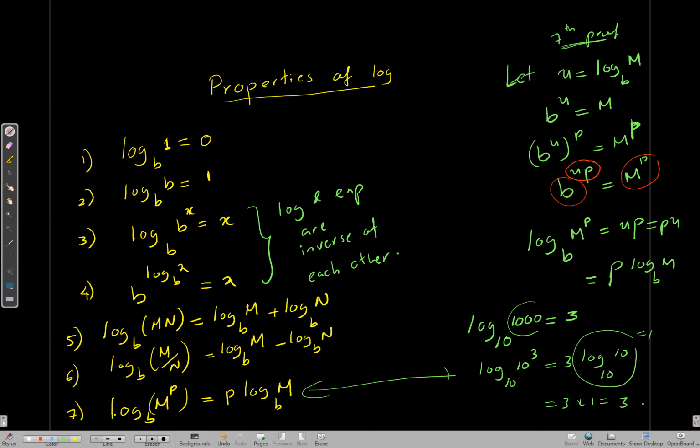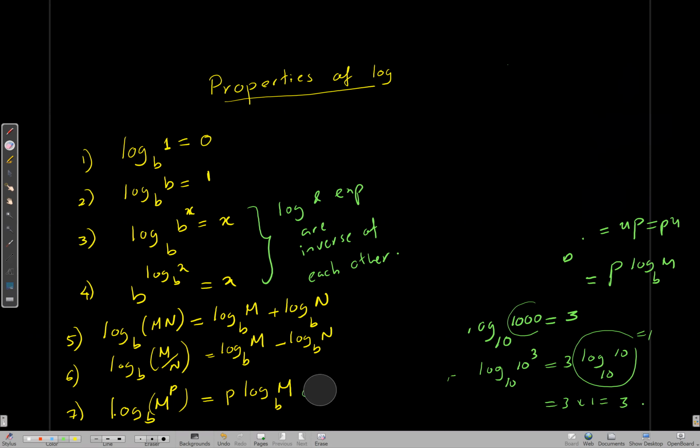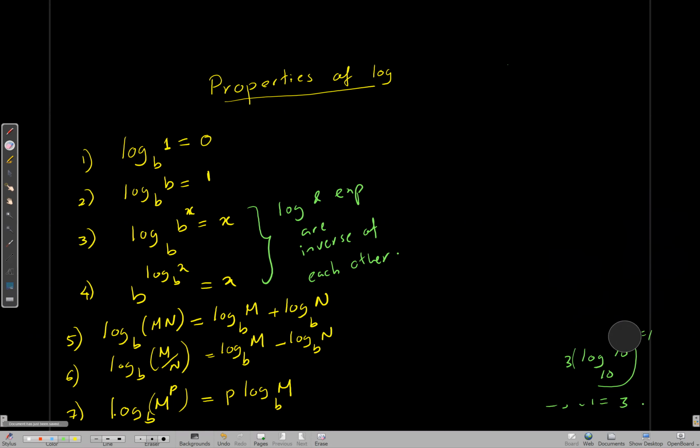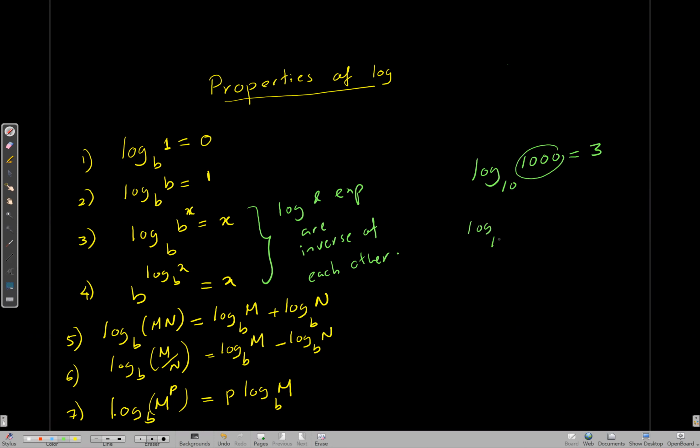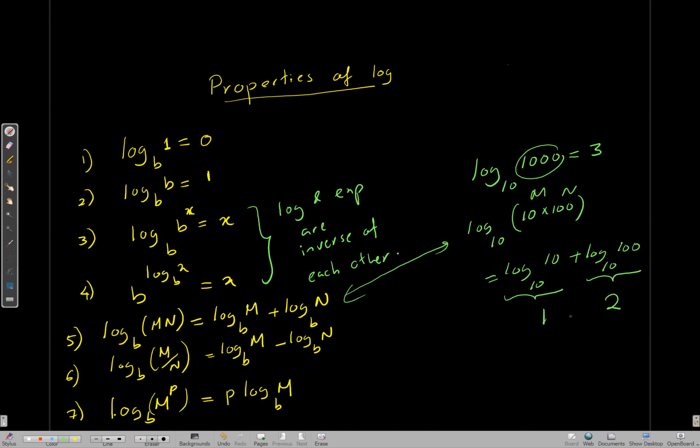See, that's straightforward. And let me give you 1 or 2 examples of number 5 and 6 using simple numbers, then it will make sense. So let's say log base 10 of, again, let me take 1000. You already know this is 3. Now I can write 1000 as 10 times 100. Now according to my 5th one, m is 10, n is 100. According to that rule, I must have log base 10 of 10 plus log base 10 of 100. Log base 10 of 10, that's 1. Log base 10 of 100, that's 2. 1 plus 2, that's again 3.